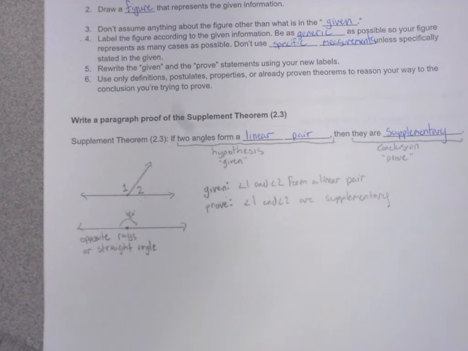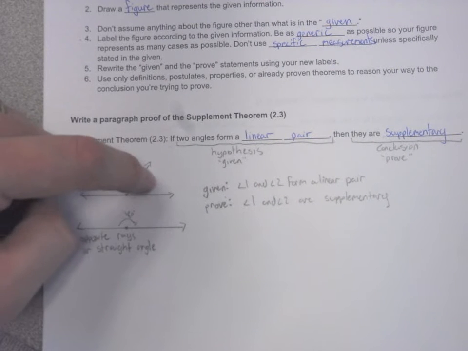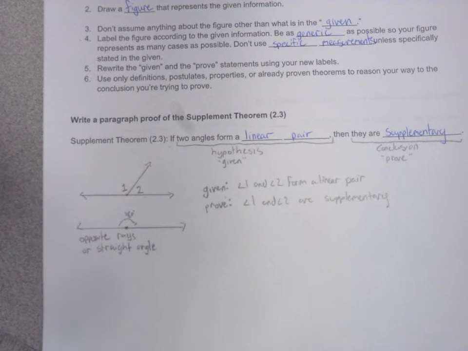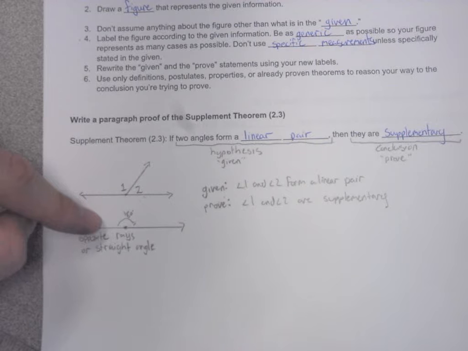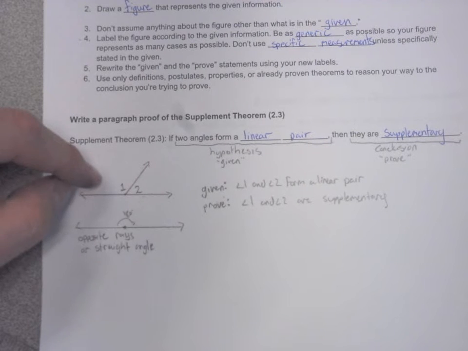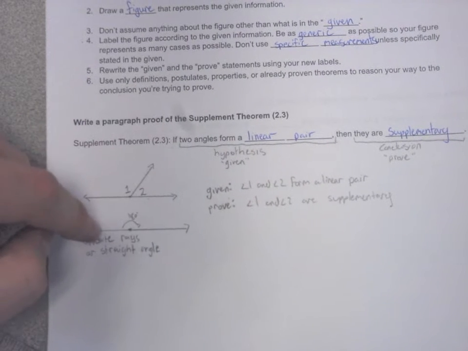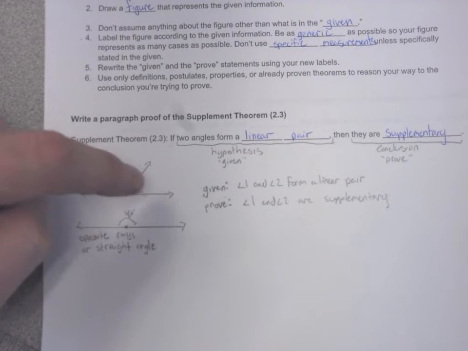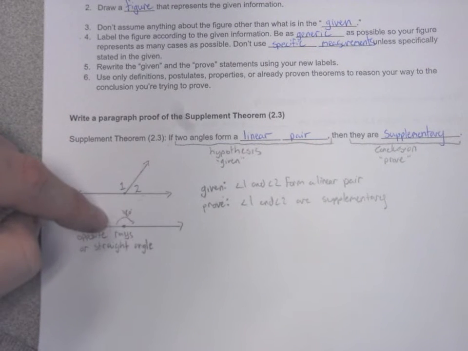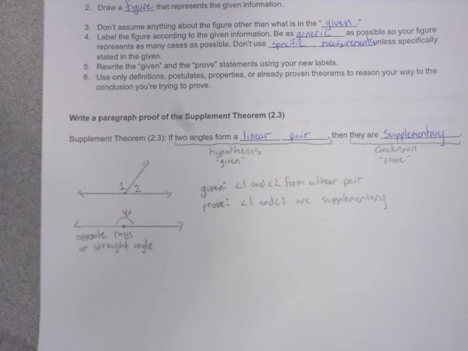Okay, so the gist of this proof is like this. Angle 1 and angle 2 are a linear pair. Therefore, their non-common sides form a straight angle. The measure of a straight angle is 180 degrees by the definition. And since the measure of angle 1 and the measure of angle 2 have to add up to the measure of the straight angle by the angle addition postulate, the measure of angle 1 plus the measure of angle 2 must be 180. And since if they add to 180 they're supplementary, then angle 1 and angle 2 are supplementary. So that's just me talking it through.